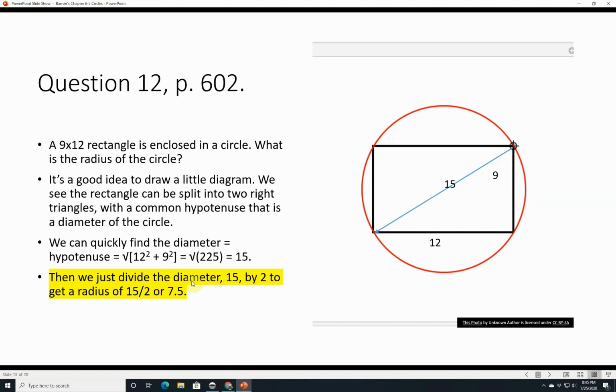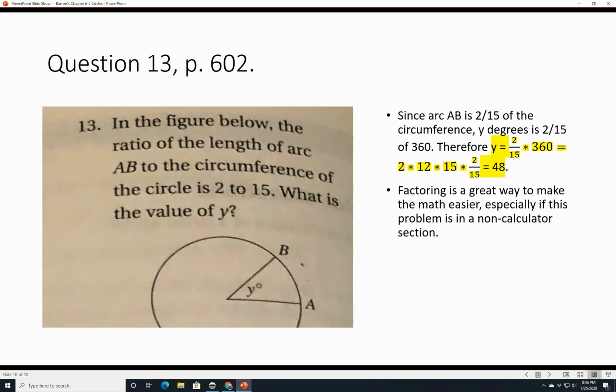But I digress. Anyway, then we just divide the diameter 15 by 2 to get a radius of 15 over 2, or 7.5. Either one is fine. It's a grid-in. Either one of these would fit into the grid-in. In my book, I put in 15 over 2. If you want to put in 7.5, I don't have a problem with that. Okay, having a little problem with talking, but anyway.